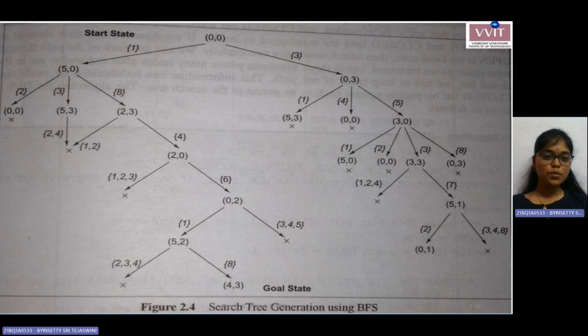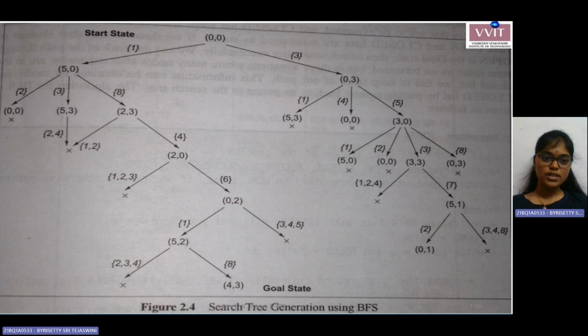If we do the same process, at last we find the goal state through 5 0, 2 3, 2 0, 0 2 and 5 2, and finally 4 3. Finally, I need 4 liters of water, and we got 4 3, where 4 liters of water is present in the 5 liters jug. So by this, we can get the optimal solution by using BFS.